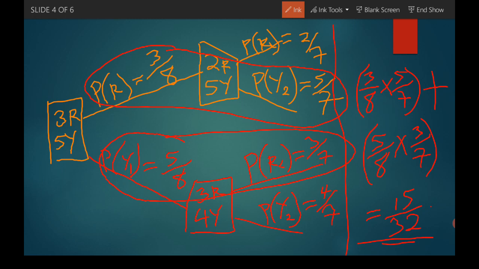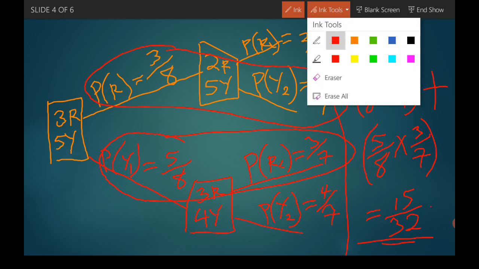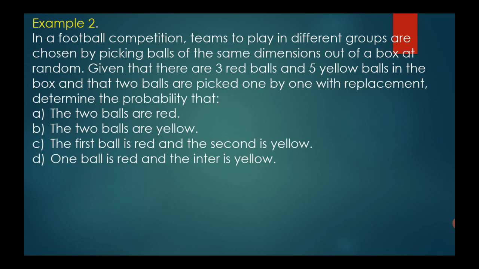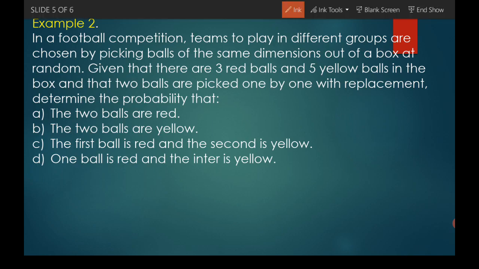So that is number one. Then number two. For number two, we're going to simply change where we had without replacement, we shall put it there with replacement. And everything remains the same, apart from something on the second picking with replacement.